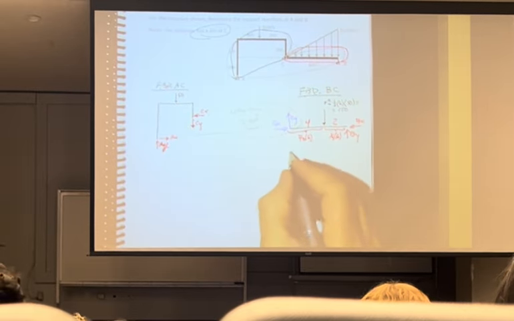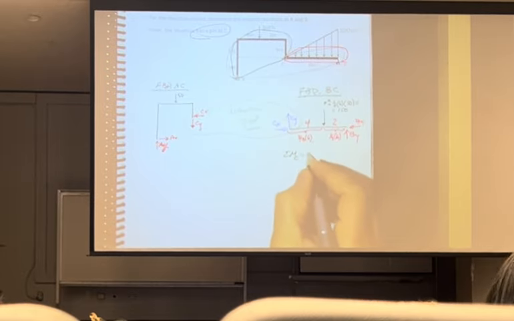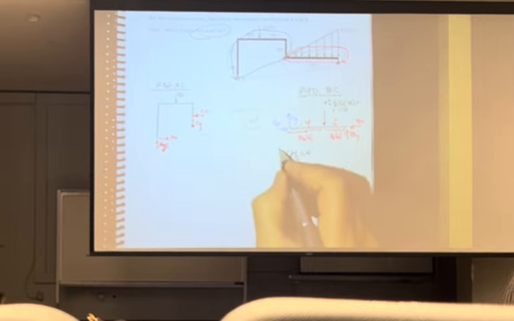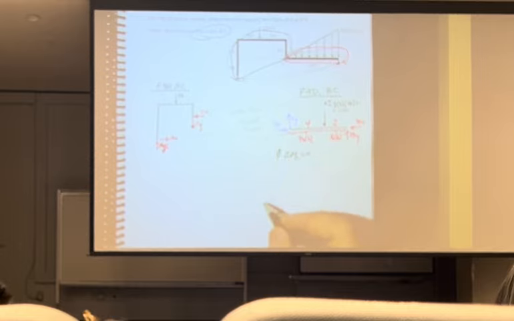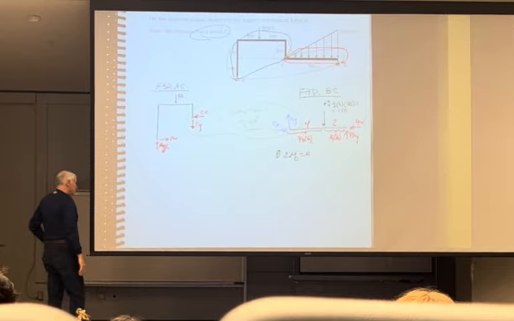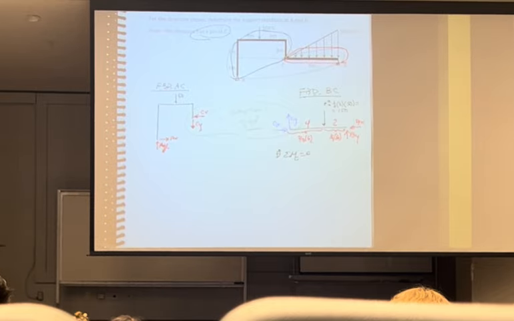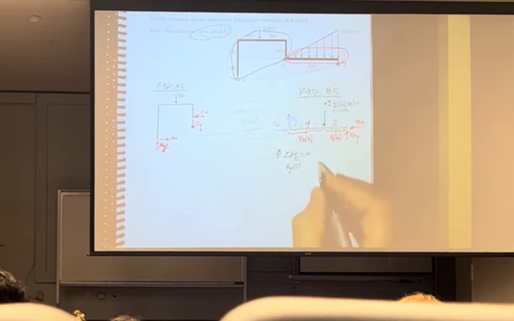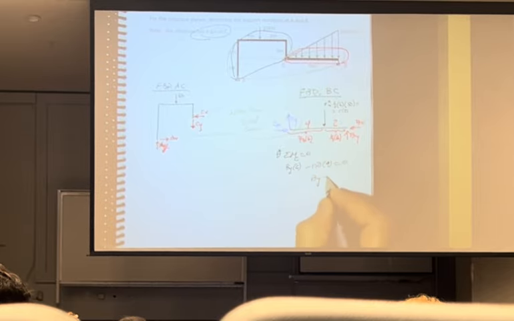And I'm going to do some moments at C equals 0. Counterclockwise positive. Could I have done a moment at B? Sure. This is going to be By times 6 minus 150 times 4 equals 0. By is equal to 100 pounds or 100 kilonewtons upward.